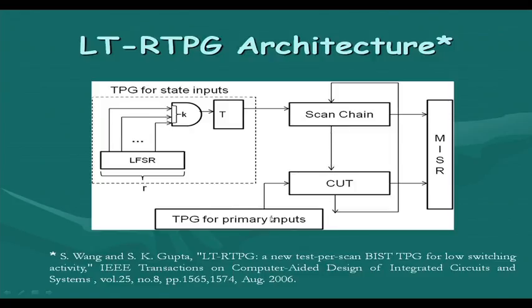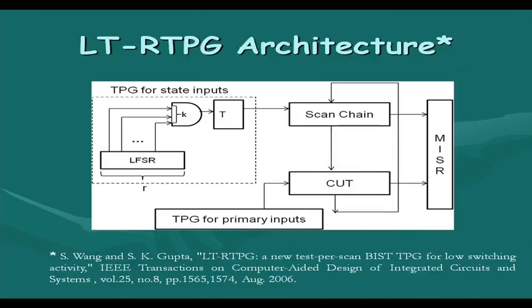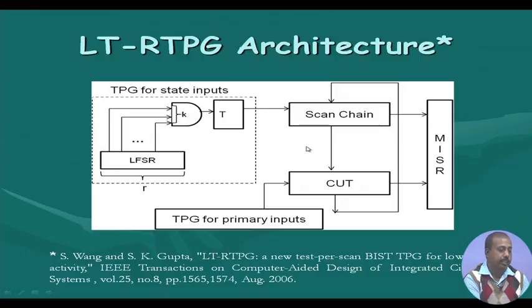For the primary inputs, there may be a test pattern generator which feeds the primary input part, but for the scan chain part these transitions are fewer. This test pattern generator may be working in such a fashion that it uses the primary input part of the test pattern very judiciously, so that it does not have to depend much on the scan chain inputs, but scan chain inputs are mostly kept similar. That is the way the LT-RTPG architecture works.